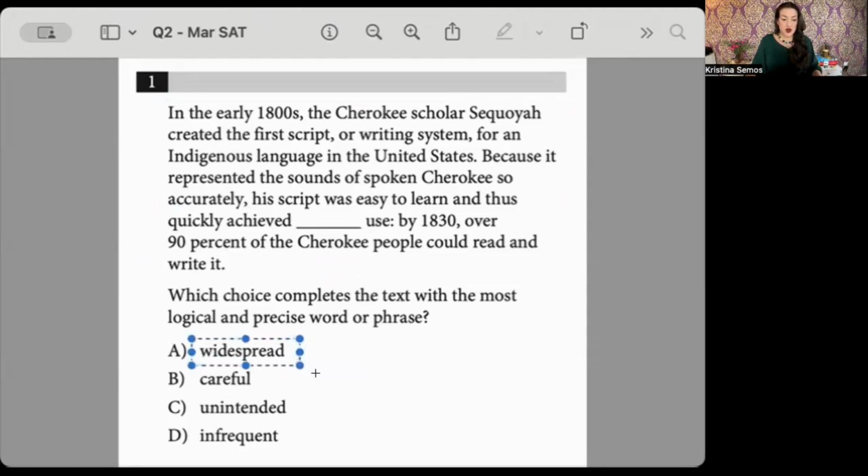was the word. So careful use? Nope. Unintended use? Nope. Infrequent use? No. We need the opposite of infrequent. So this is an example where, literally, don't overanalyze. It was what you thought it was. Don't let the SAT make you doubt yourself.